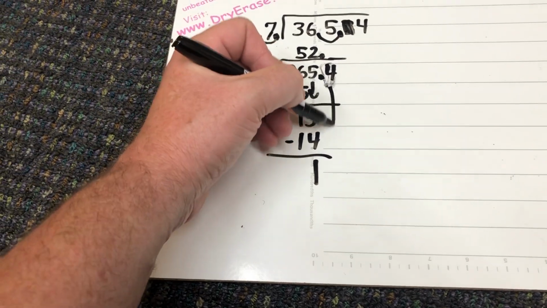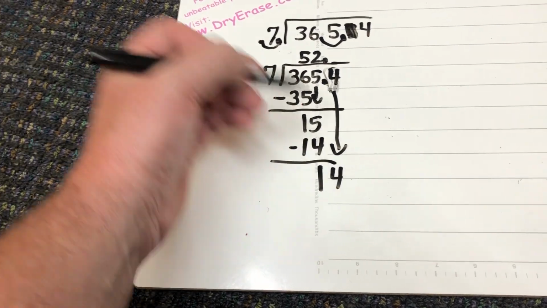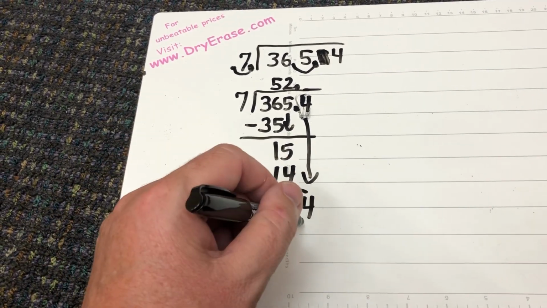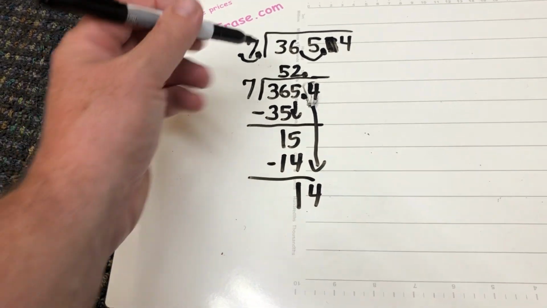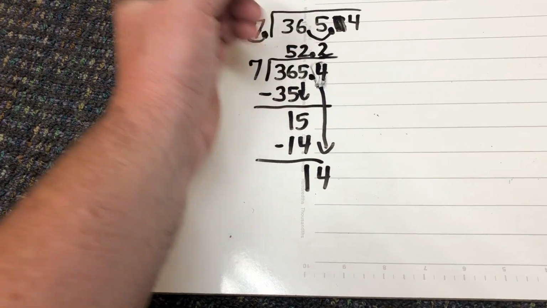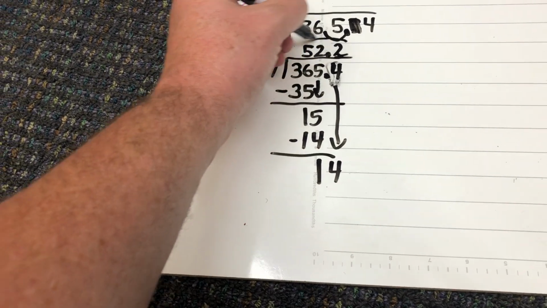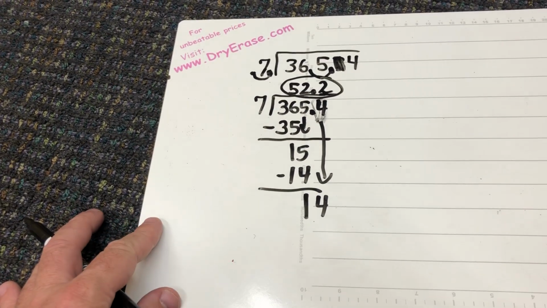Then I'm going to go ahead and bring this 4 down. And I ask myself, well, how many times can 7 go into 14? Well, 7 can go into 14 twice. And as a 6th grader, I should know there will be none left over, because 7 times 2 is 14. And I end up with 52 and 2/10.